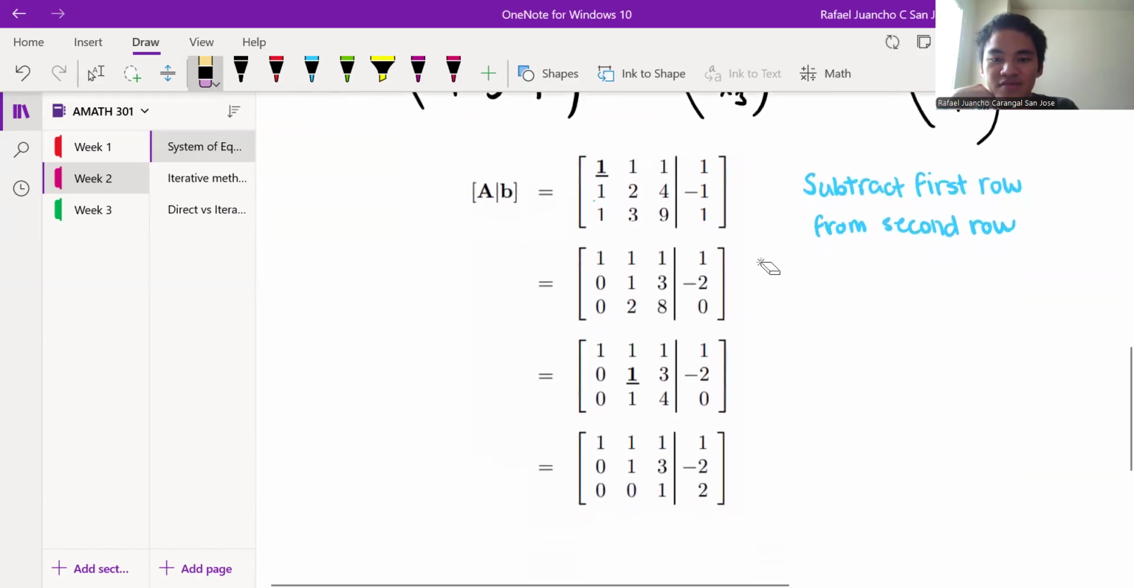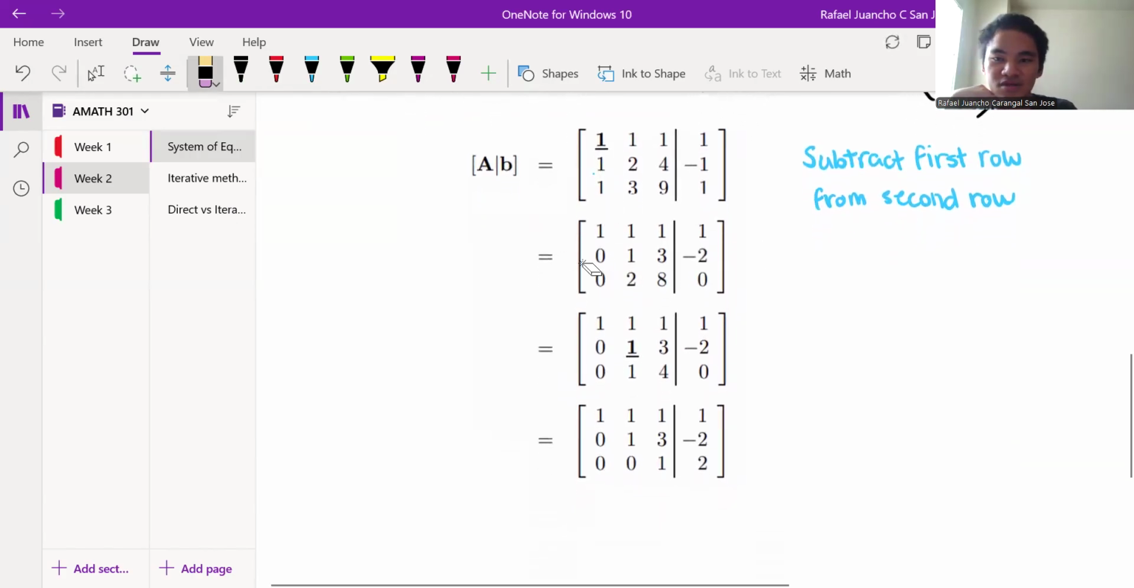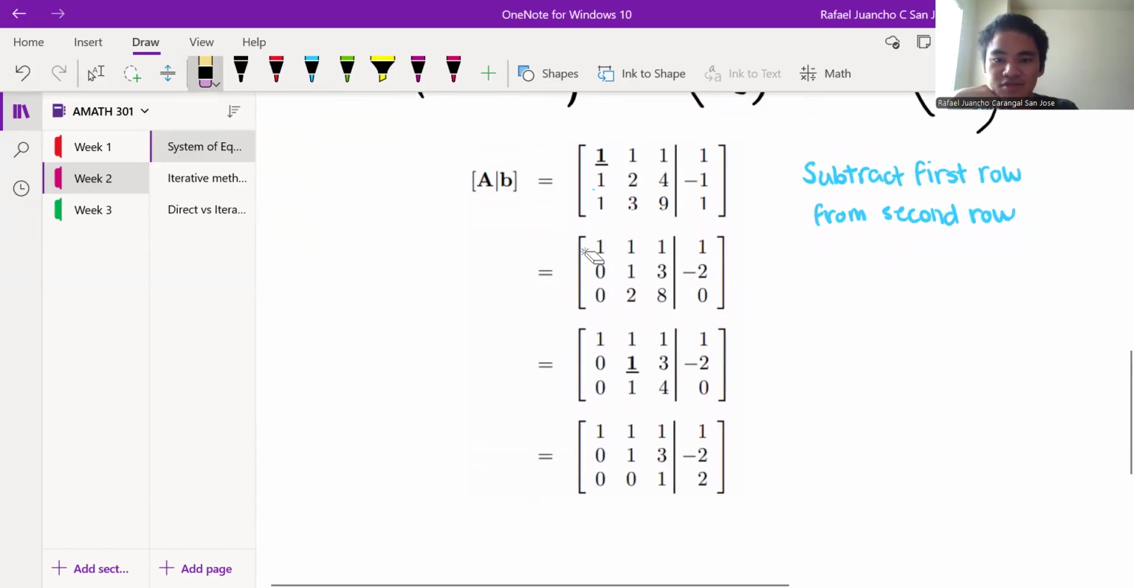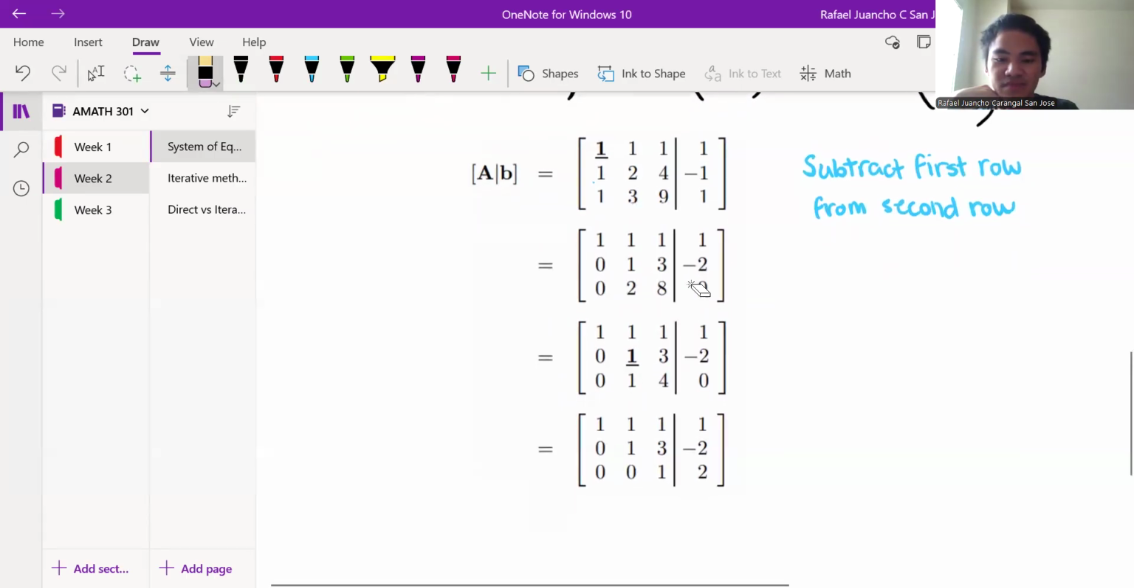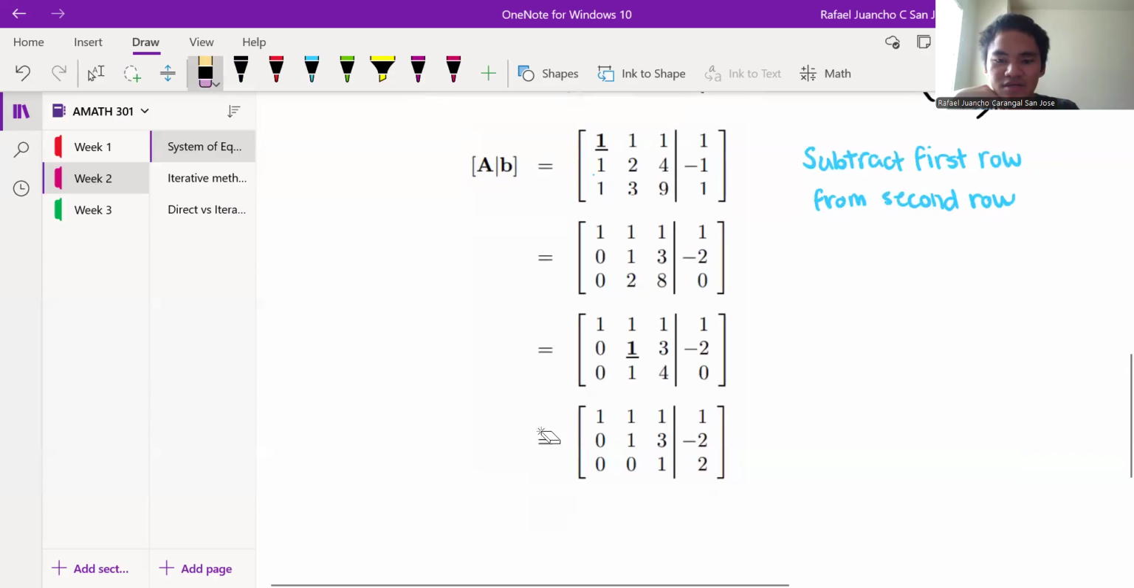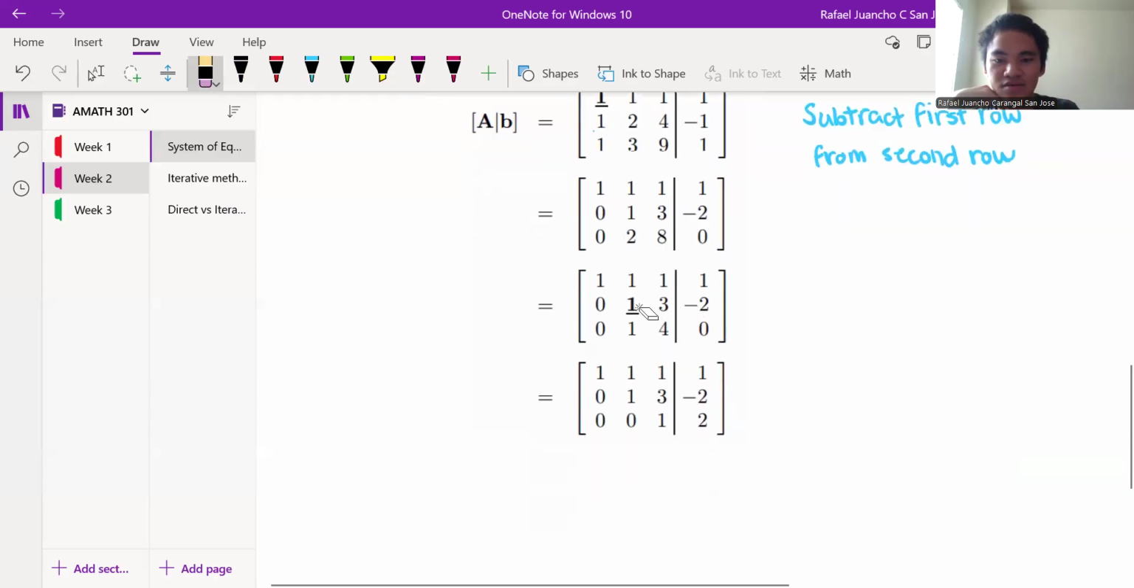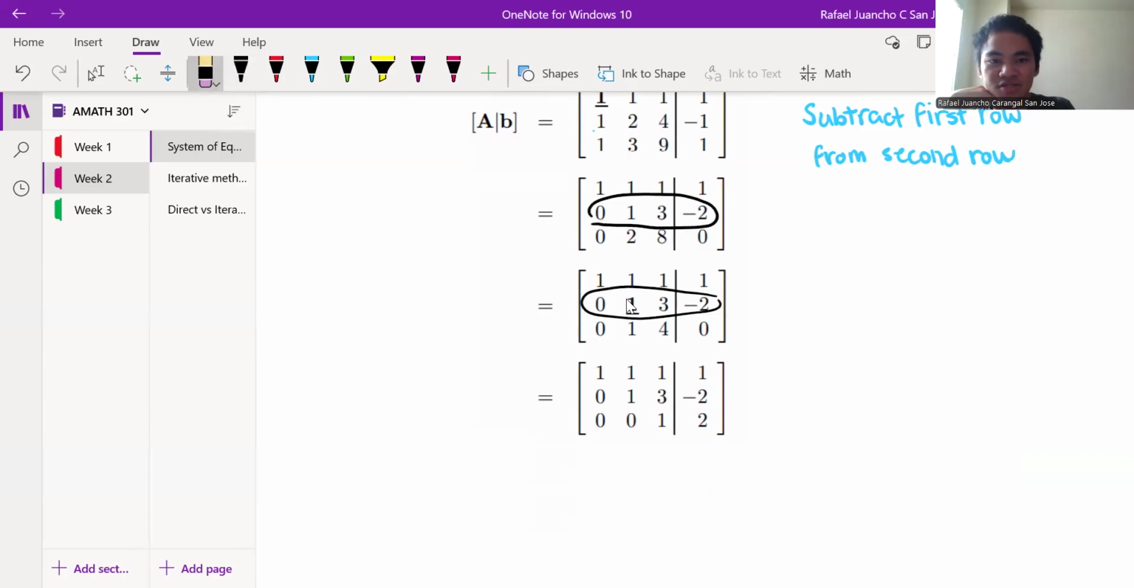Okay. And then from here, so now I have this new matrix A and vector B. Now what did I do? Now, okay, now my 1 is here. I have this highlighted. So here nothing changed, right? Nothing changed in my second row. Nothing changed in my first row, but oh, look at that. Something changed in my third row. So what does that mean?